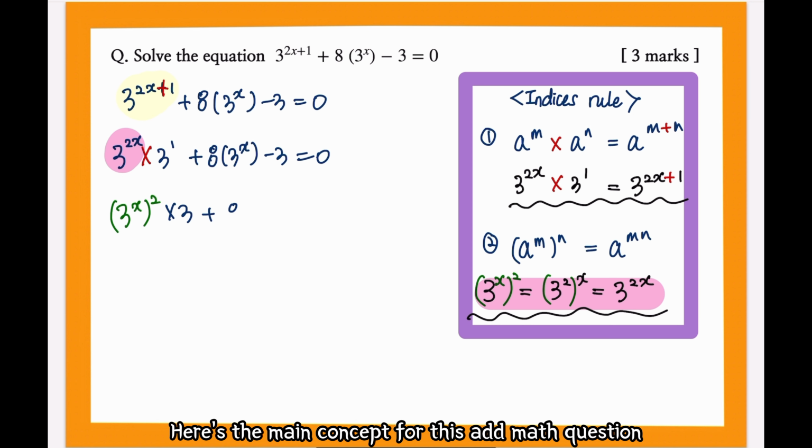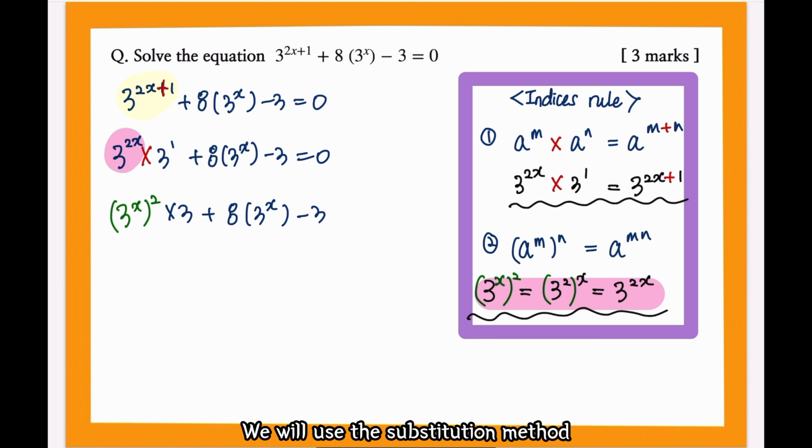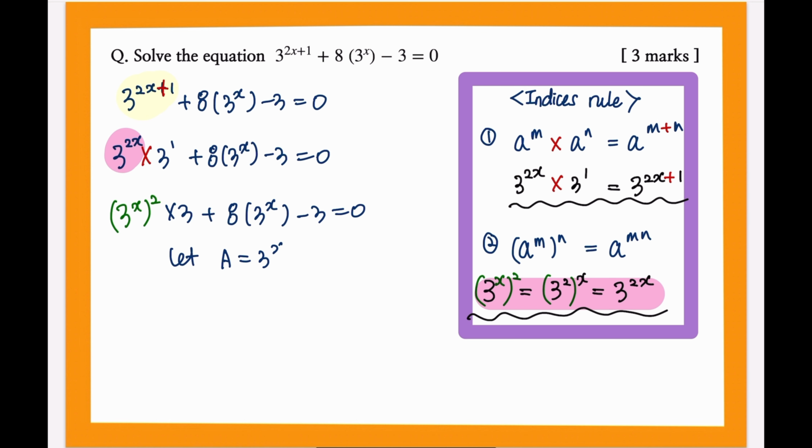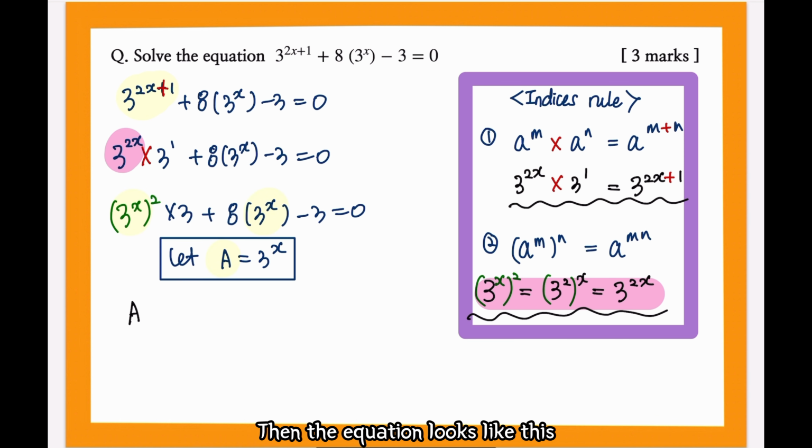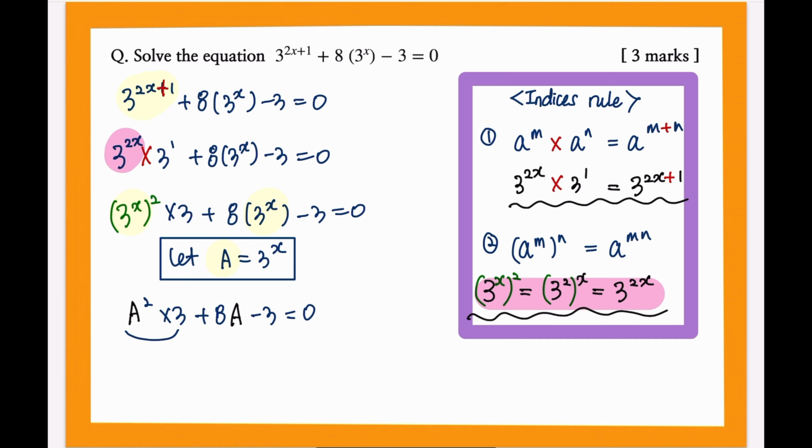Here's the main concept for this Add Math question. We will use the substitution method. Let a equal 3^x. Then the equation looks like this. Move 3 in front of a squared. Then here's the simplest form.